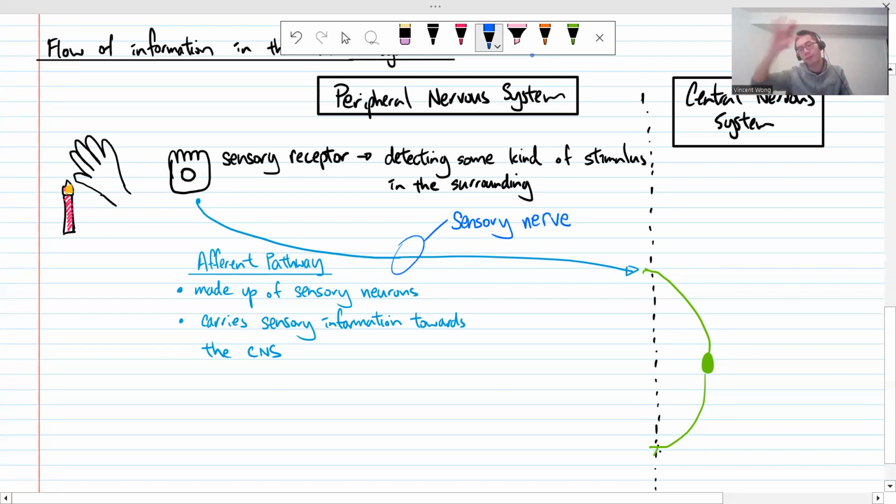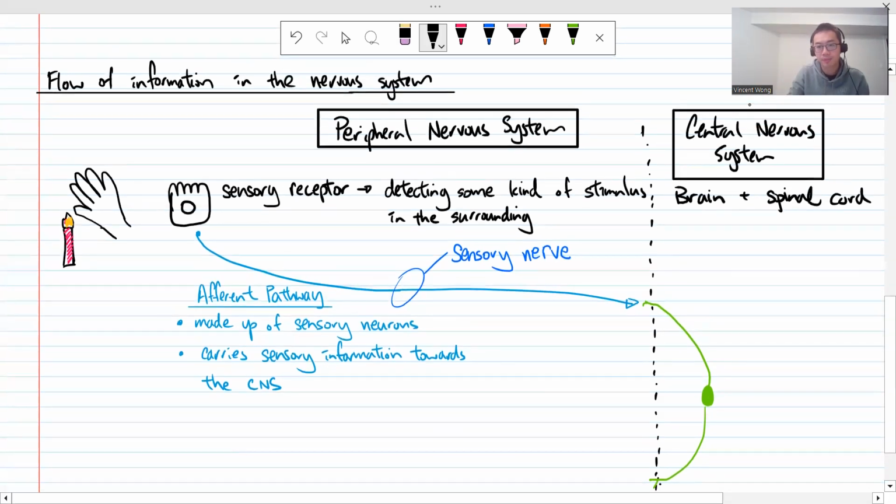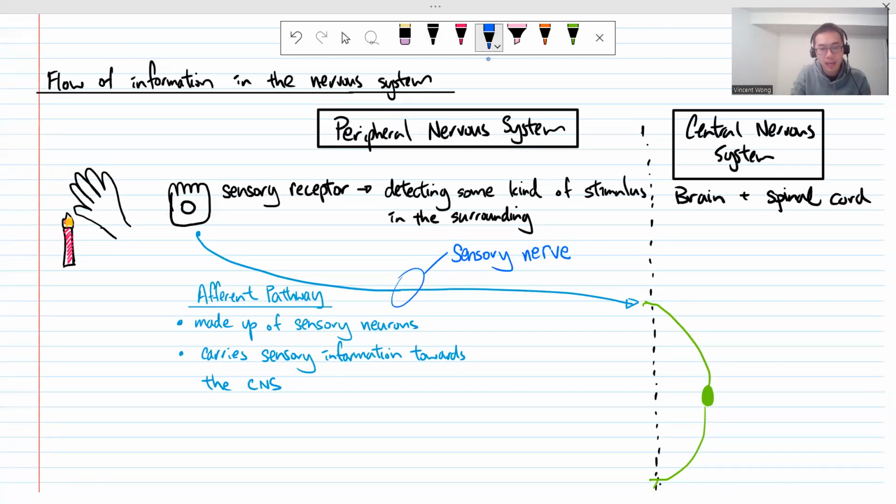Okay, so all that information is going to be going towards your central nervous system. You touch the hot surface, the signal is going to go all the way up the sensory nerve, and then it's going to go to your spinal cord in this particular case. So the central nervous system is brain plus spinal cord, right? Brain plus spinal cord. So the afferent pathway is made up of sensory neurons.